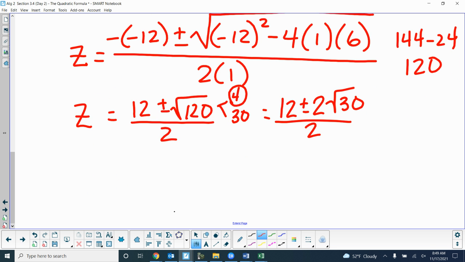Right, 2 goes into 2 and the 12, right? So this is 6 plus or minus, you can put a 1, you don't have to, the square root of 30 over 1, which again, we don't have to write the 1. Is that what I wrote on that one?